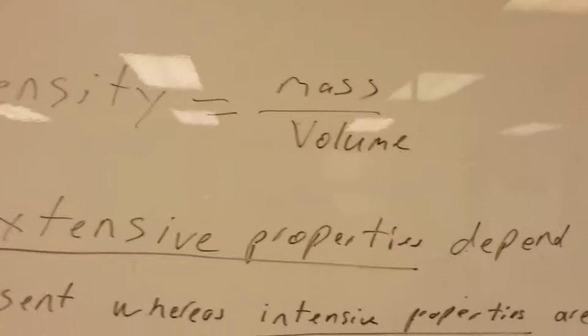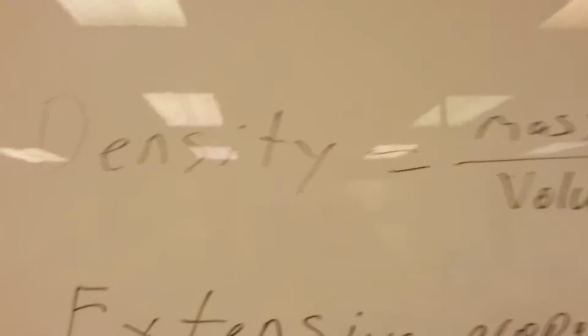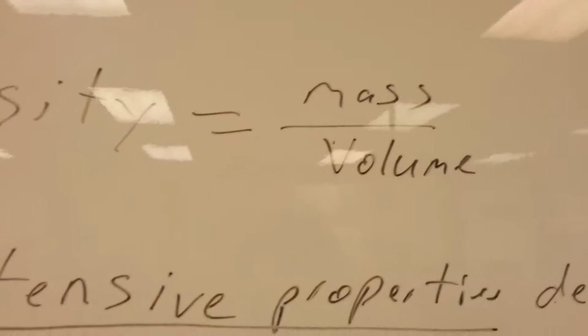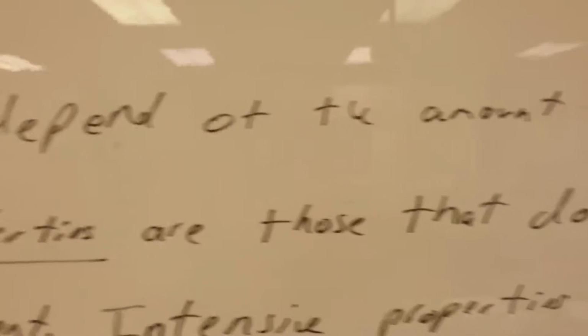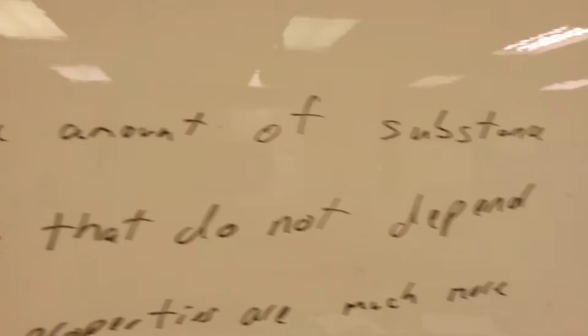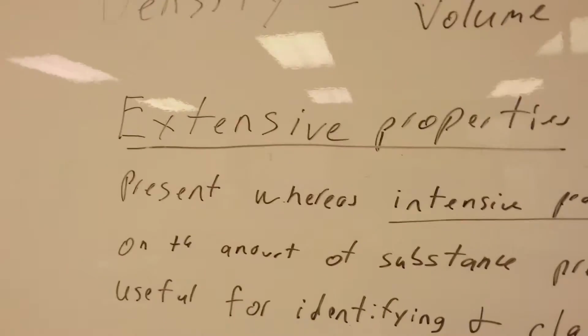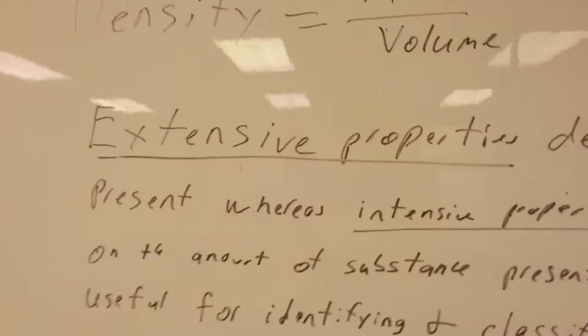Density is mass over volume. Extensive properties depend on the amount of substance present. This is important. I'll show you why.